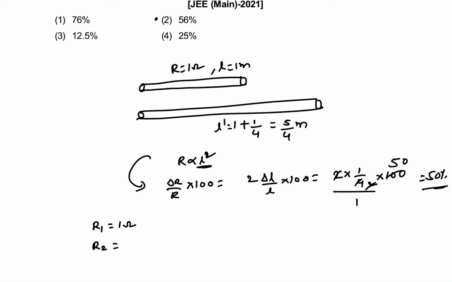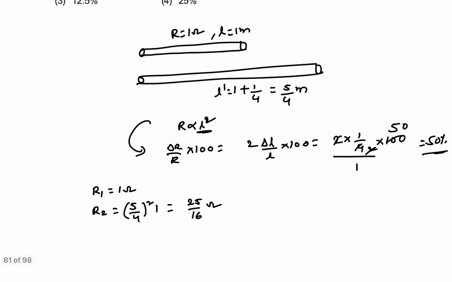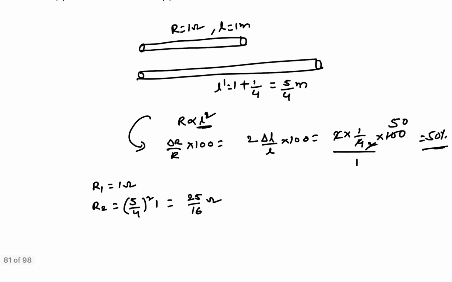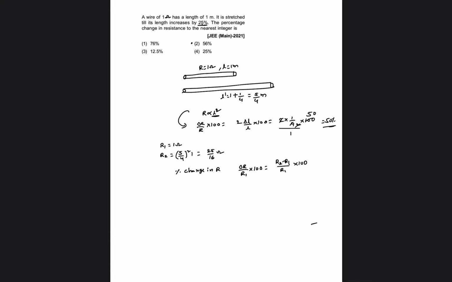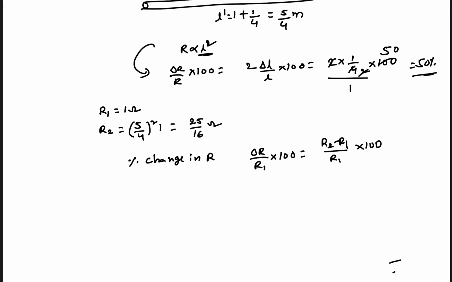As R is proportional to L square, R final, R1 you write, R2 is equal to, you can write it as L square terms, we can write it as rho L by A term. If you write 5 by 4 whole square into 1 you will get 25 by 16 ohm, that is R2. But you have to write the percentage change in R. Change in R, we can write it as delta R divided by R1 into 100.